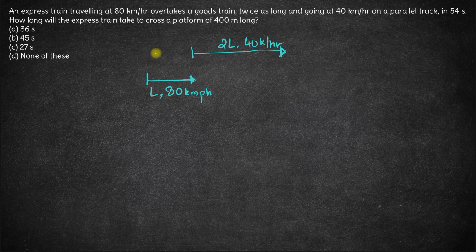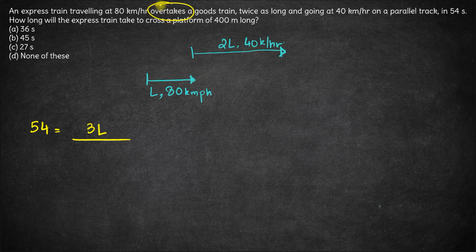It's given that the time taken for this train to overtake this train is 54 seconds. Okay. So, we have 54 is equal to, now the time taken will be the sum of the two lengths. So, sum of the two lengths is 3L divided by the relative speed. Now, the relative speed is 80 minus 40 since they are going in the same direction.